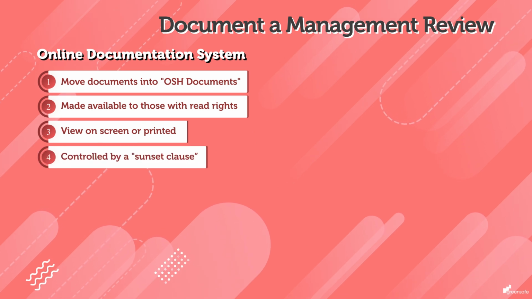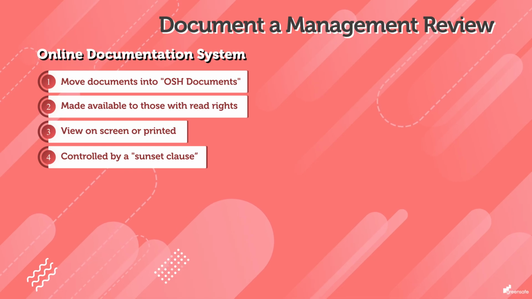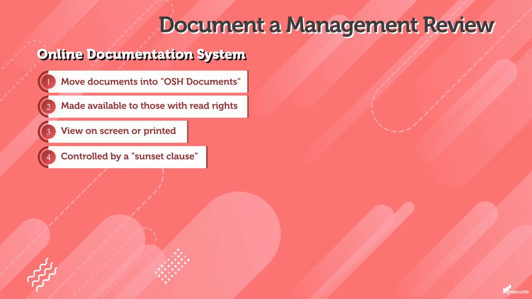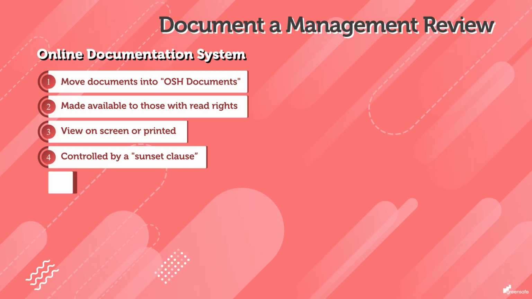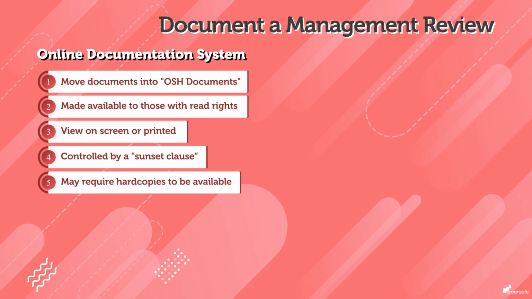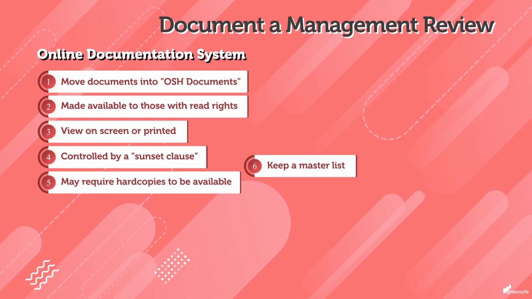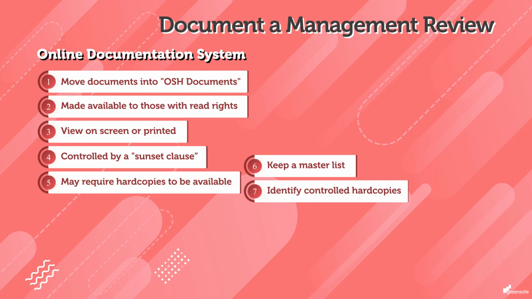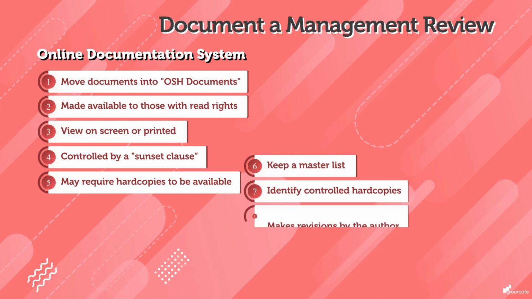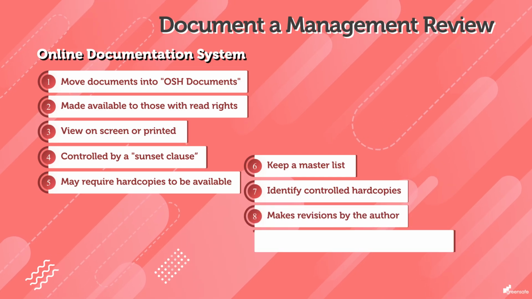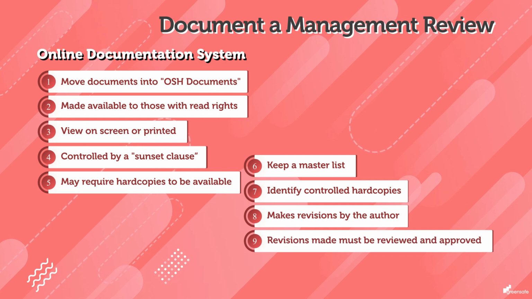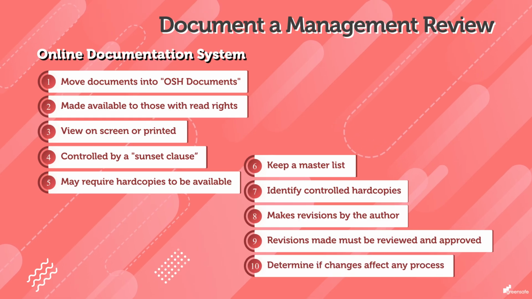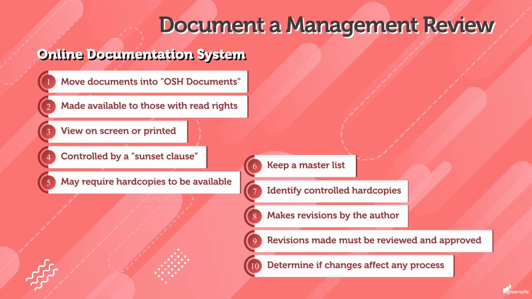Printed documents are controlled by a sunset clause. The date printed appears on all printed documents. Documents are valid only for the date they are printed. Some hard copy distribution may be necessary. A master list may be kept for distributed documents. Controlled hard copies need to be identified. Revisions are made by the author and must be reviewed and approved by the editor and approver. The author must determine if the changes affect any process that is being performed that day.